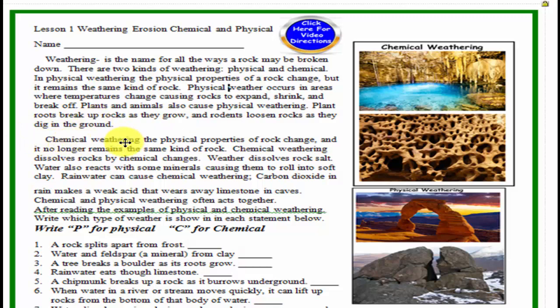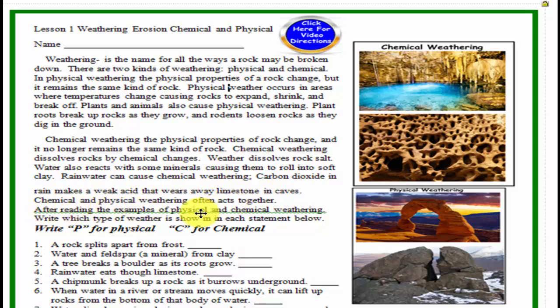Now, chemical weathering. The physical properties of rock change, and it no longer remains the same kind of rock. Chemical weathering dissolves rocks by chemical changes. Water dissolves rock salt. Water also reacts with some minerals, causing them to turn into soft clay. Rainwater can cause chemical weathering. Carbon dioxide in rain makes a weak acid that wears away limestone in caves. Chemical and physical weathering often act together.